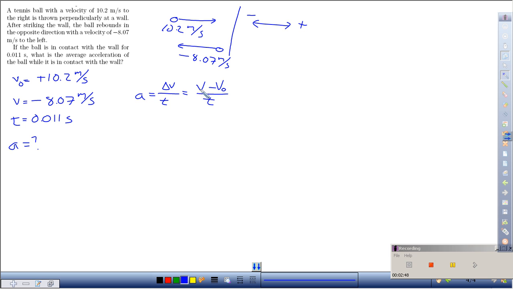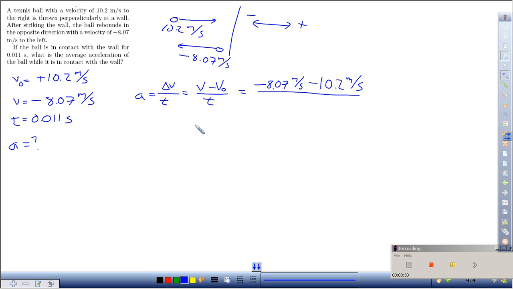Now, if I plug in my values, being very careful about positives and negatives, my final velocity is negative 8.07 meters per second. So this is going to be negative 8.07 meters per second minus my initial velocity, minus that positive velocity of 10.2. So it's minus 10.2 meters per second. Notice this is negative 8 minus 10 is going to give me about negative 18.27, something like that. But it's going to be even more negative. It's a big negative number.